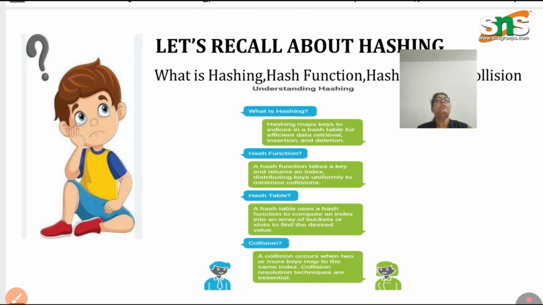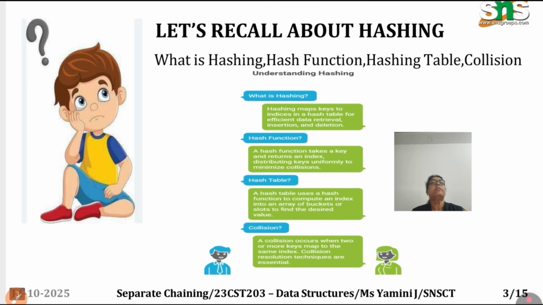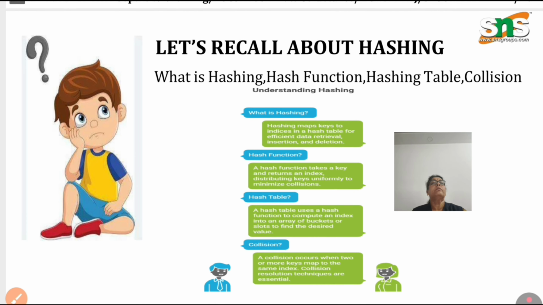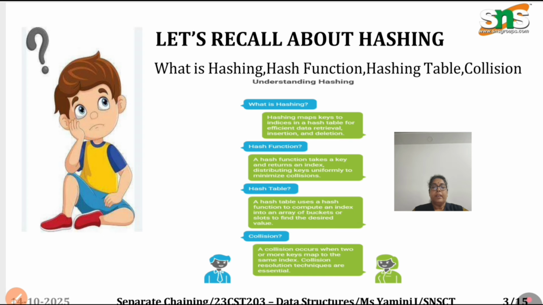Let us recall about hashing before diving deeper. Let's quickly recall the basics of hashing. Hashing is the process of mapping large data sets of variable length into smaller, fixed-size values using a hash function. The hash table is the data structure used to store these values. However, collisions are inevitable when two keys hash to the same index. And that is where techniques like separate chaining come in.